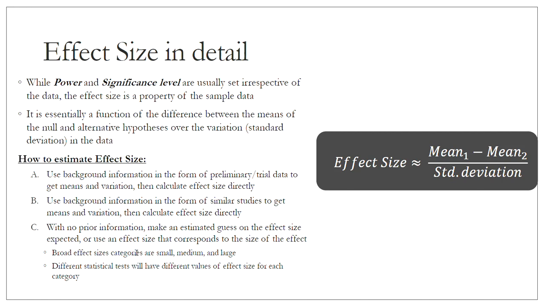So broad effect size categories are small, medium, and large, and different statistical tests will have different values of each size for each category. In most cases, and what we're going to be doing for this week, is we're going to use the no prior information. So we're going to make an estimated guess on the effect size expected, or use an effect size that corresponds to the size of the effect. So that's what we're going to be using is C.